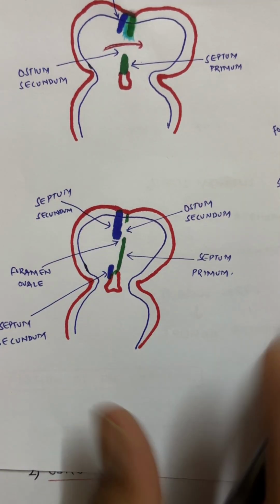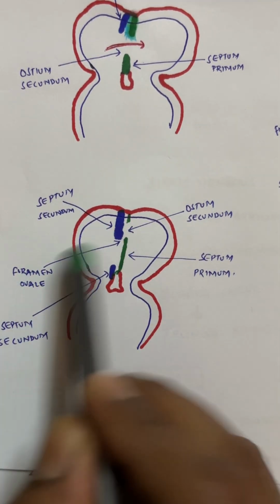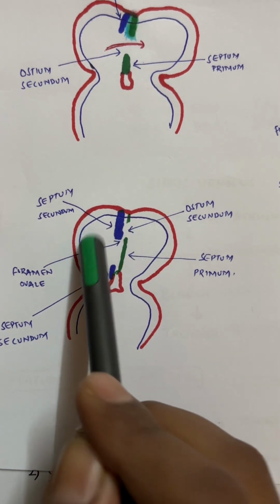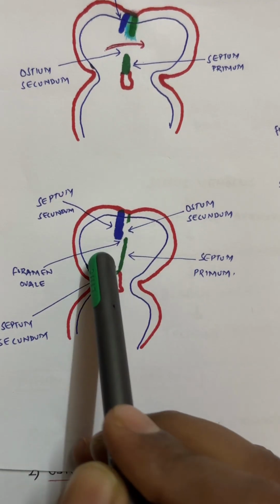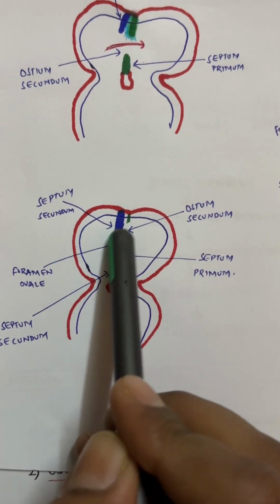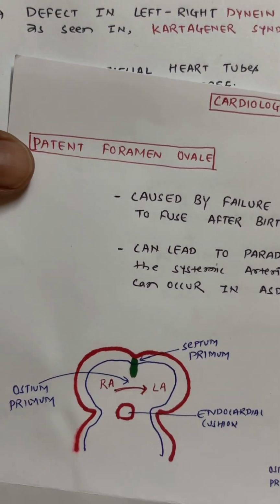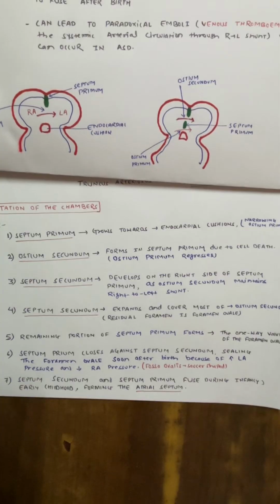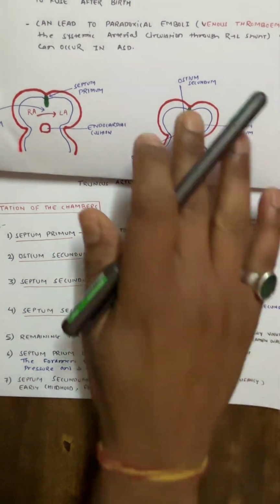Now this foramen ovale, this opening, actually closes after birth, otherwise the blood from right atrium will go to left atrium. So after birth this foramen gets closed. But if it is not closed, then a condition comes, we call it patent foramen ovale. Now we'll see our notes. So in our notes the same thing is written that we have discussed in the figure.